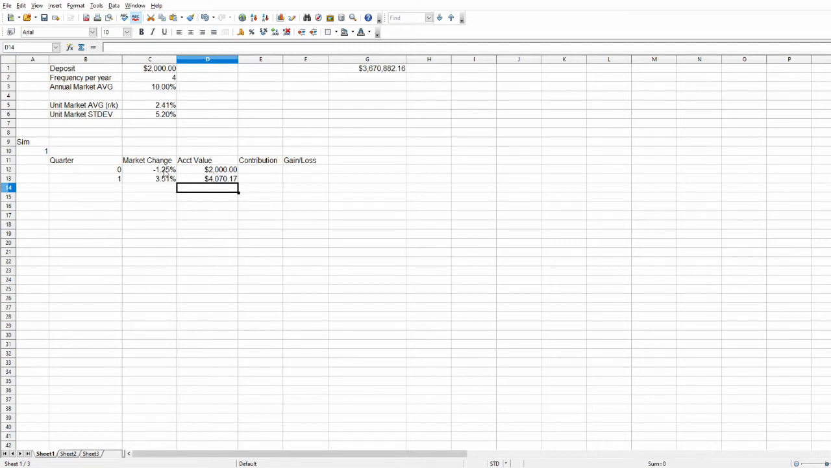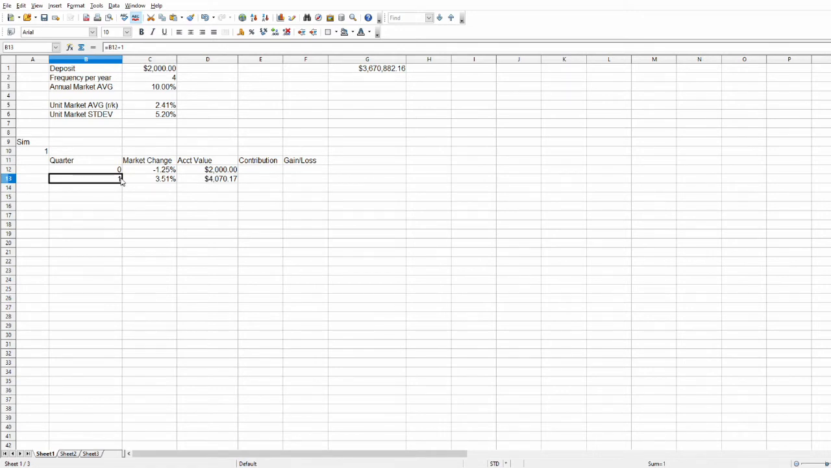I miss out on this drop of 1.25%. Good. I deposit $2,000. A whole quarter goes by, 3 months goes by, and I get 3.51%. I add 3.51% to $2,000, and then I add another $2,000. And now this is the game that's going to happen. I can do quarter 2, quarter 3, quarter 4, quarter 5.